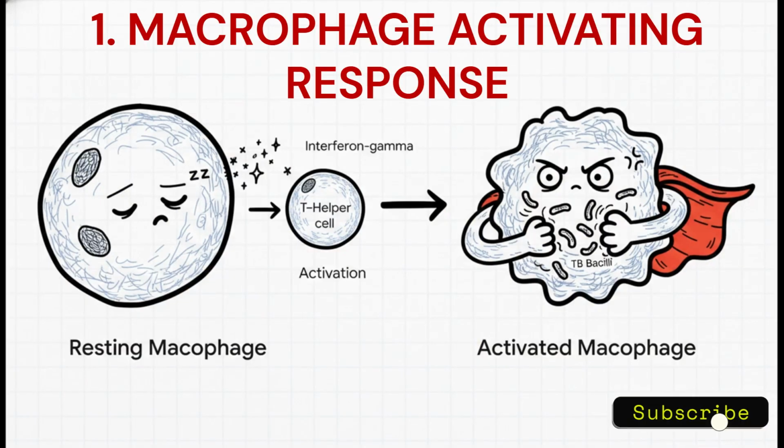So let's look at the good outcome first, the containment crew. The Th1 cells release a powerful signal called interferon gamma. You can think of this like a shot of adrenaline for the macrophages. It supercharges them, gives them the power they need to finally kill and digest the TB bacilli. Boom, job done. The infection is contained. This is what happens in most healthy people.